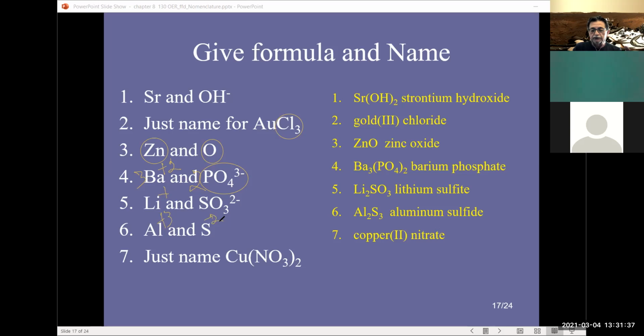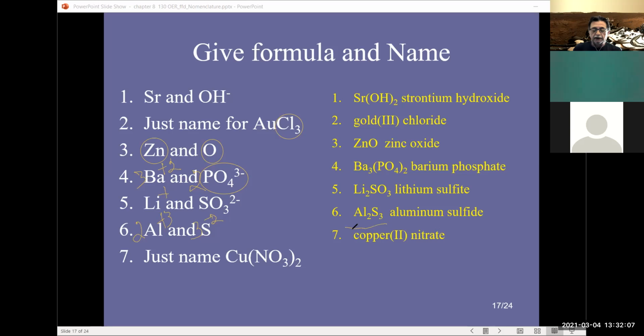But we use the same principle. We need to have a common number. And so a common number here would be 6, as we've done before. So we need 2 aluminum ions and 3 sulfide ions to give us the formula Al subscript 2 S sub 3. Okay.